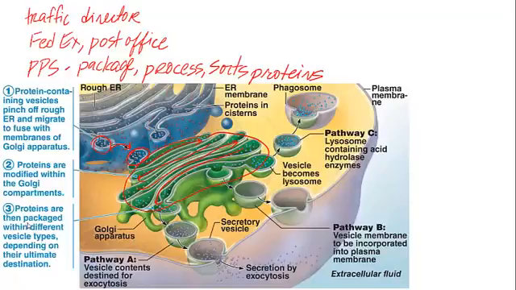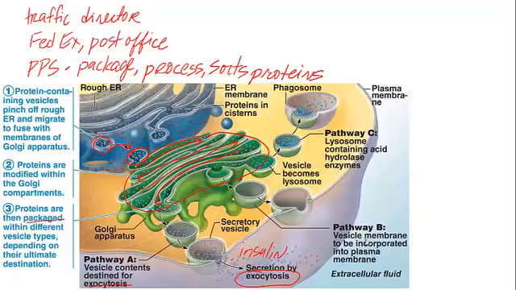So it's packaged into different vesicles, and there are different possibilities based on the contents of that vesicle. One pathway, pathway A, says that the protein could be exported for exocytosis. So let's say that this cell is making insulin, for example. Insulin is a protein. That insulin, once it has been processed and modified, now can be exported to its final destination, to the pancreas.